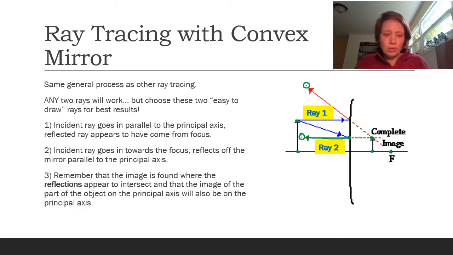So just a reminder, which I already said, but the image is found where the reflections appear to intersect. So don't get confused by rays intersecting different places. You're looking specifically at the rays that have reflected off of the mirror and where they either intercept or appear to have intercepted.